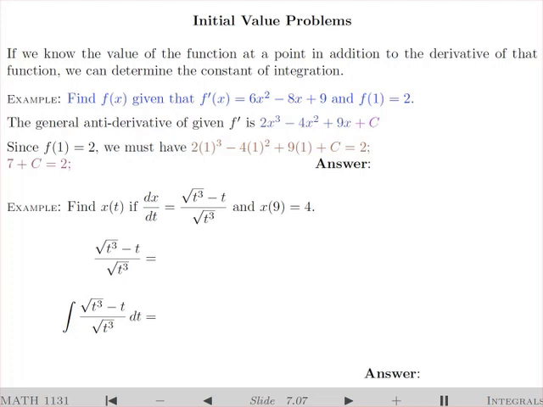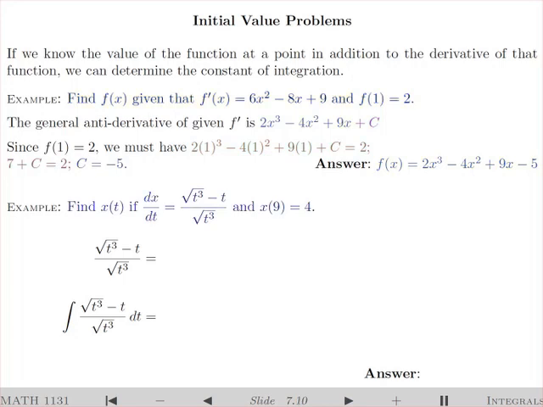So c is 2 minus 7 or negative 5, which means the original function is 2x cubed minus 4x squared plus 9x minus 5. Remember, in these problems you are asked for the original function, not for c. So your answer is not the value of c, but the value of the original function, which is the general antiderivative with the value found for c replacing the plus c.